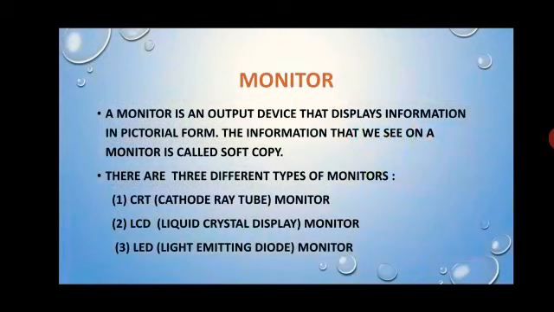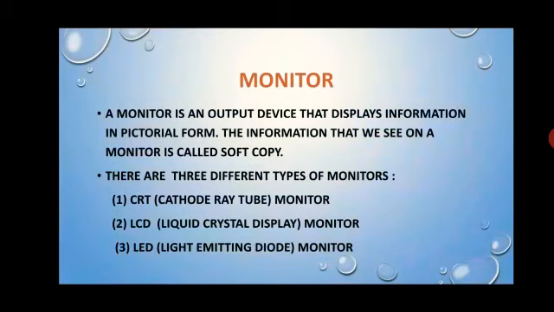Monitor. A monitor is an output device that displays information in pictorial form. Output device means the computer monitor gives us the result. The information that we see on a monitor is called soft copy.